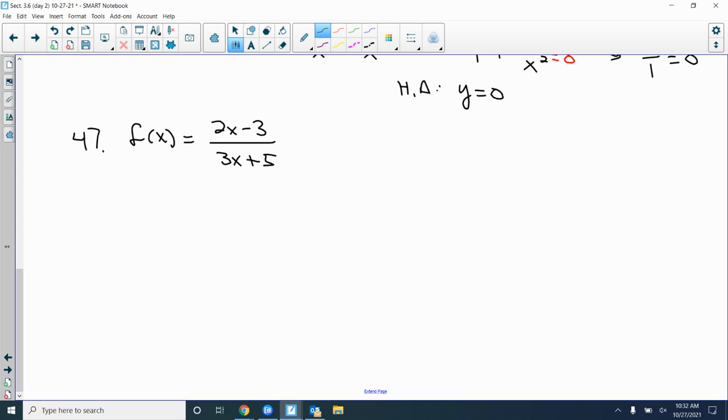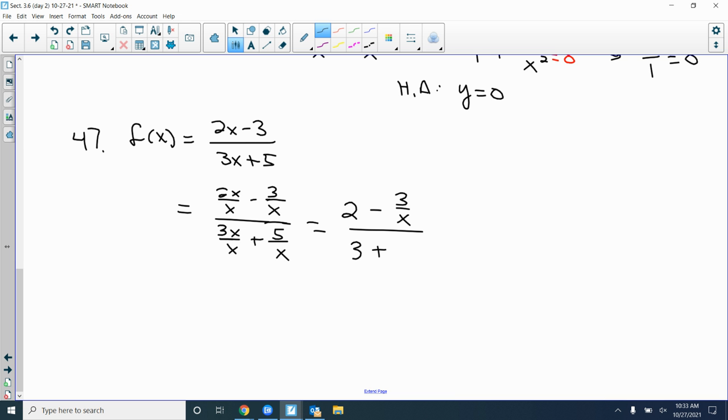Now if we went through the same process, hopefully you did, what do we divide everything by here? What's the highest degree? X. Highest degree is x. So I take 2x over x minus 3 over x, over 3x over x plus 5 over x. All right, 2x over x becomes a 2, minus 3 over x. And then I get 3 plus 5 over x.